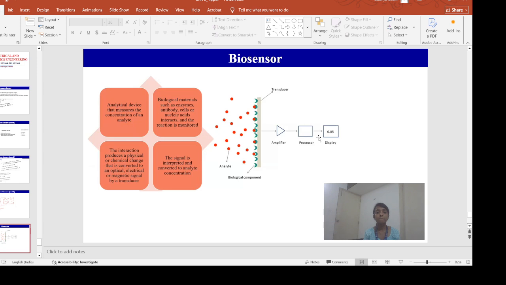Next topic is biosensor. So what is a biosensor? A biosensor is an analytical device that measures the concentration of an analyte in any kind of biological sample. This biological sample can be your body fluid, saliva, sweat, tear, anything.